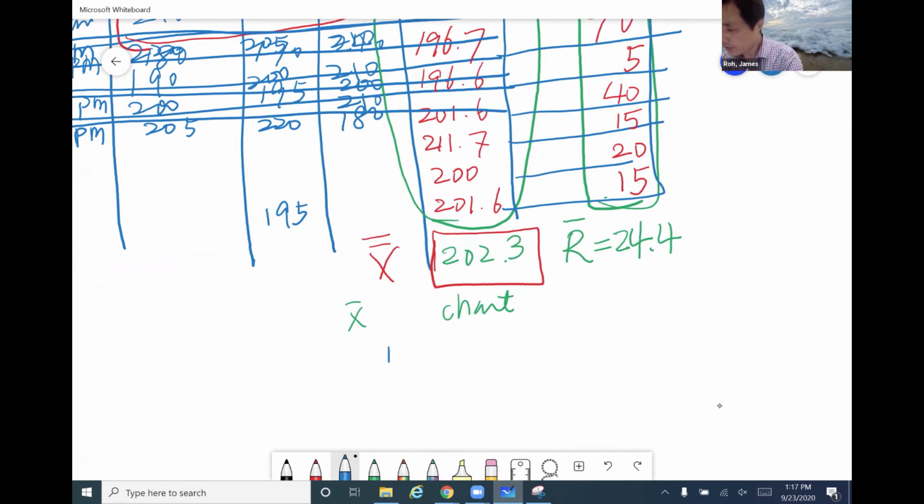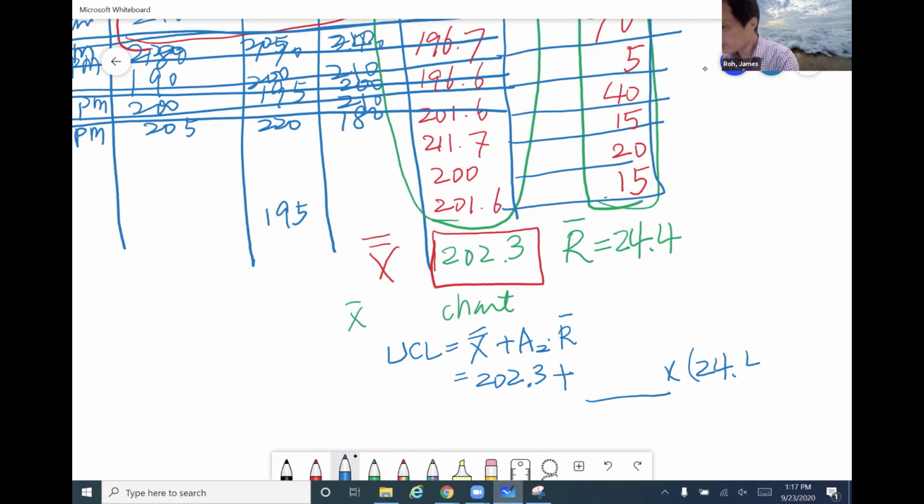We learned that upper control limit equals X double bar plus A2 times R bar. So we know that this is going to be 202.3 plus A2 times R bar. And we learned that that's 24.4. So let's find A2.